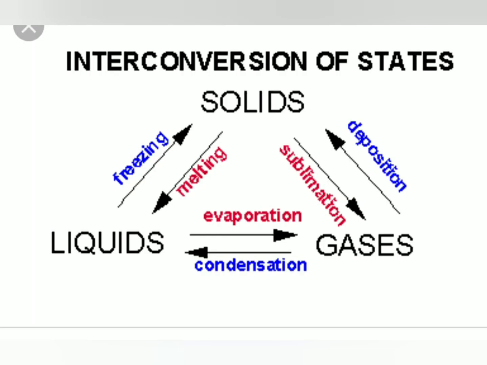Now, the next topic is interconversion of states. First of all, a solid is converted into liquid by increasing the temperature. On increasing the temperature, the molecules of the solid get loose and convert into liquid. This process is called melting. The second process is evaporation. When we further increase the temperature, the bonding between the liquid molecules breaks down and they are free to move. This conversion of liquid to gas is called evaporation.